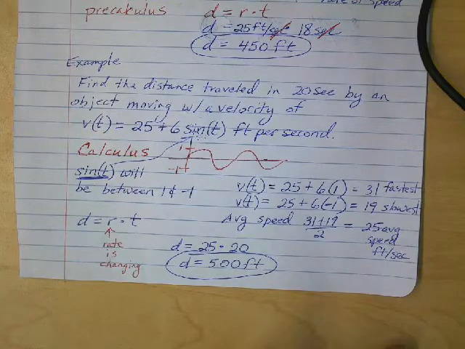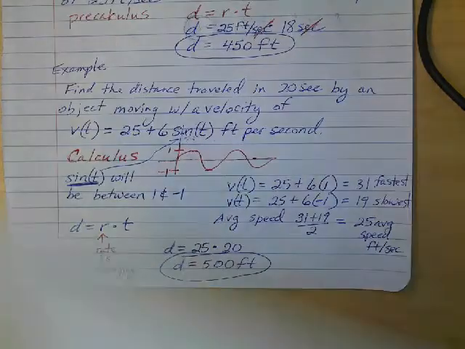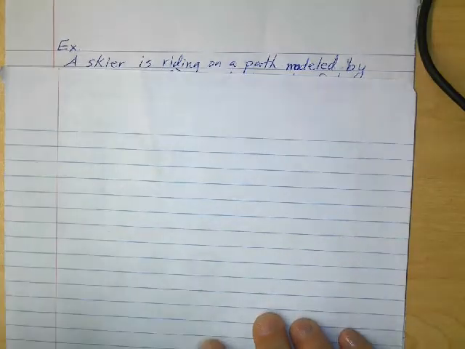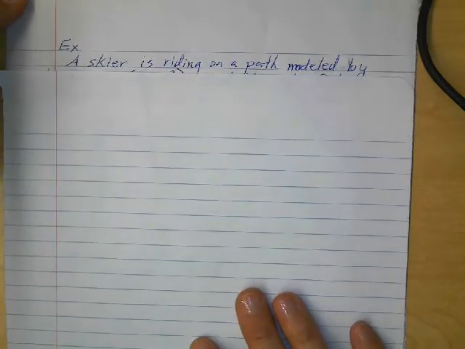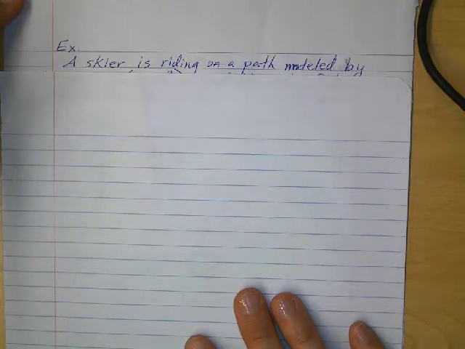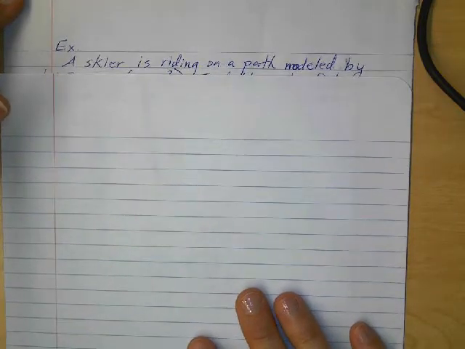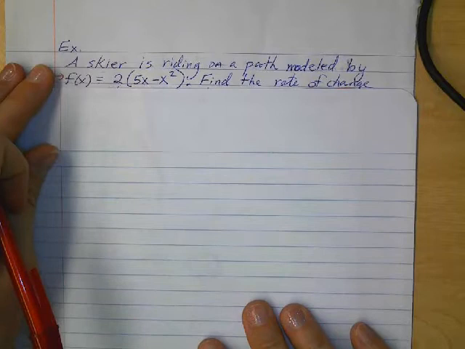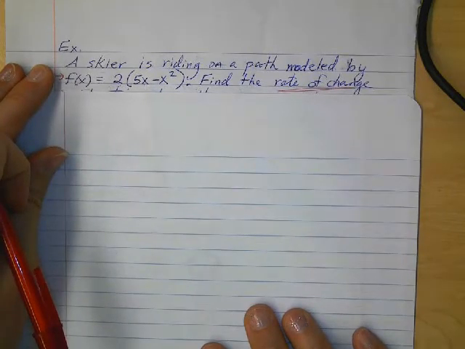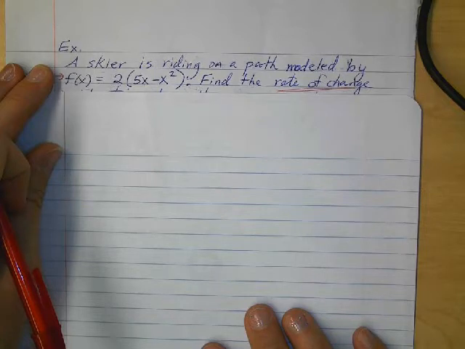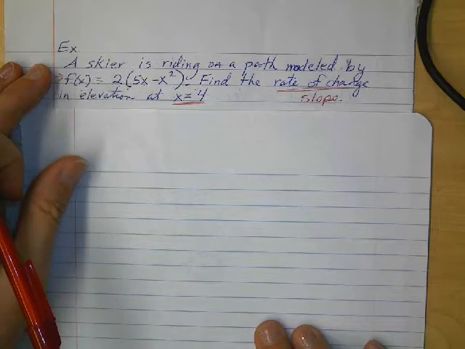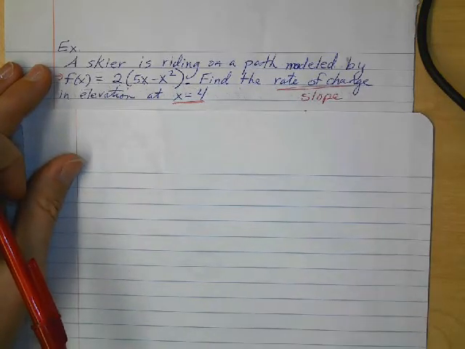Okay, now I have one more problem to show you. Here, we'll just flip this over. One more problem to give you an example of some other kind that you might encounter as you do your assignment today. Another example would be a skier is riding on a path modeled by this function f of x equals 2 times the quantity 5x minus x squared. Find the rate of change in elevation at x equals 4.